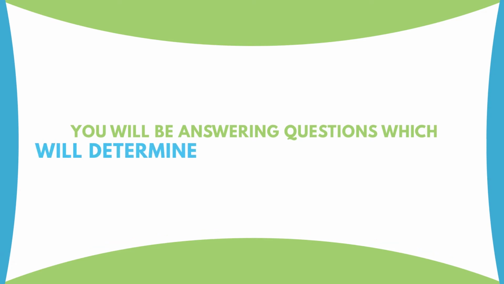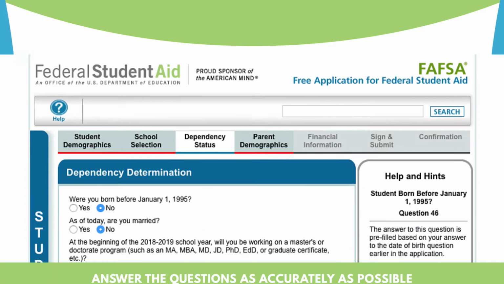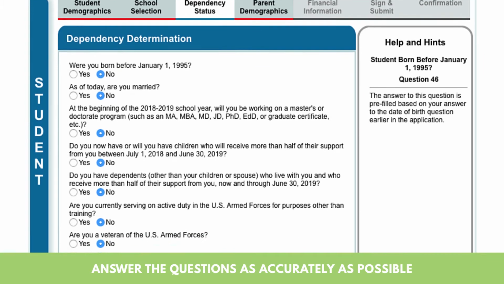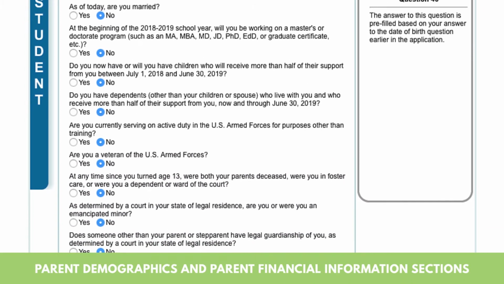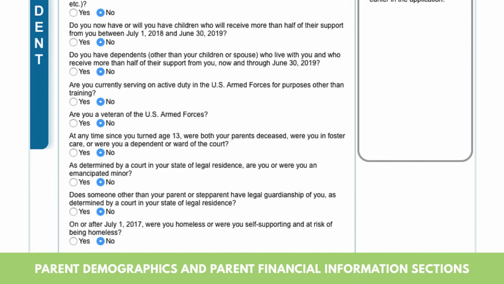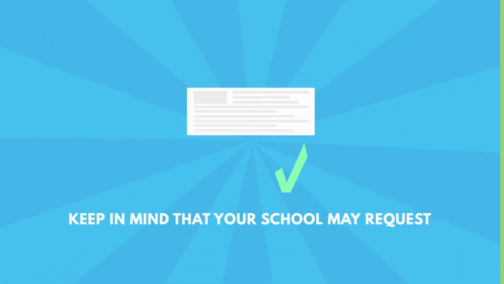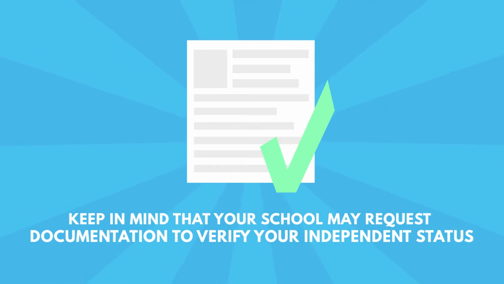In this section, you will be answering questions which will determine your dependency status. Answer the questions as accurately as possible. If you are considered an independent, you are allowed to skip the parent demographics and parent financial information sections. Keep in mind that your school may request documentation to verify your independent status.